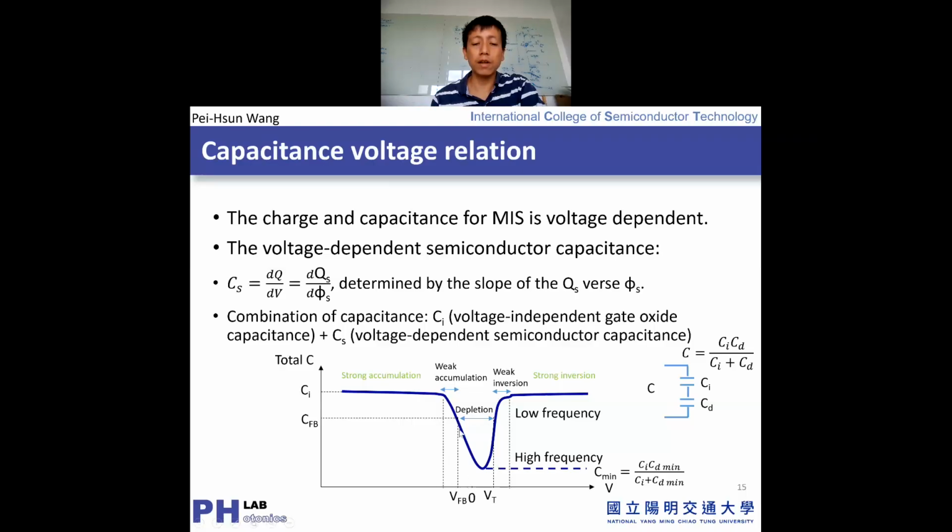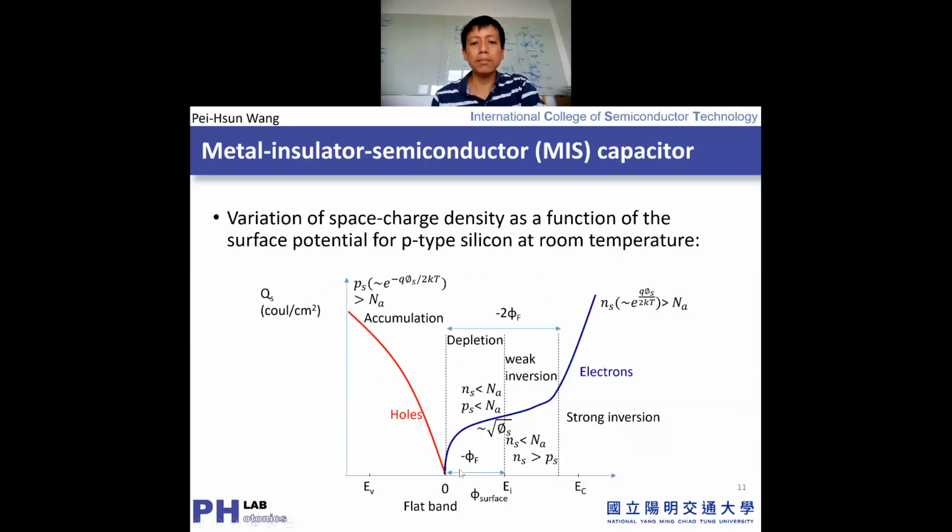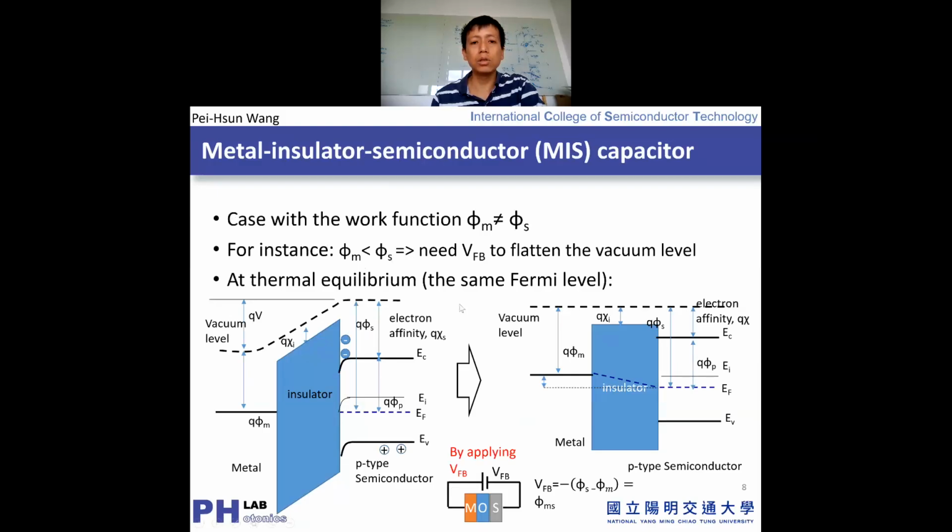Maybe you consider if the flat band voltage is negative. That means in the flat band case we have a phi m which is less than phi s. So we add additional negative voltage in order to get the flat band condition. So at the flat band condition, you can see we do not have that much charge accumulated. It's only determined by the doping concentration.